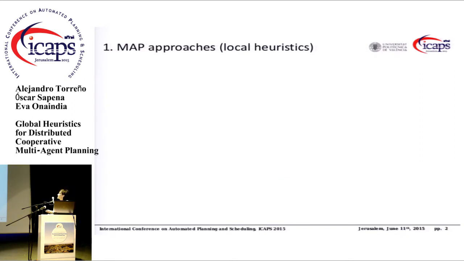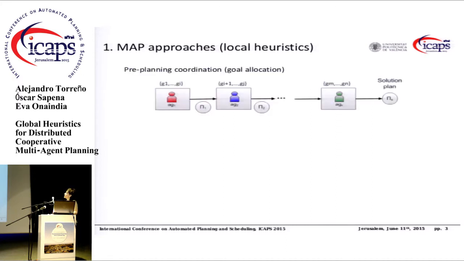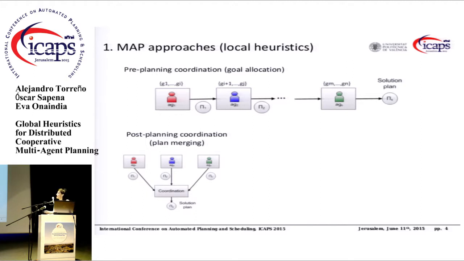Now, I will first make a short presentation on some multi-agent planning approaches that typically use local heuristics. We have, for example, goal approaches that apply goal allocation, where agents solve the allocated goals, and then the resulting plan is passed on to the next agent. Here, typically, agents apply local heuristics for solving the problem. We have also approaches that use plan merging, where agents synthesize a plan for their planning task, typically involving only the private information, and then local plans are globally coordinated.